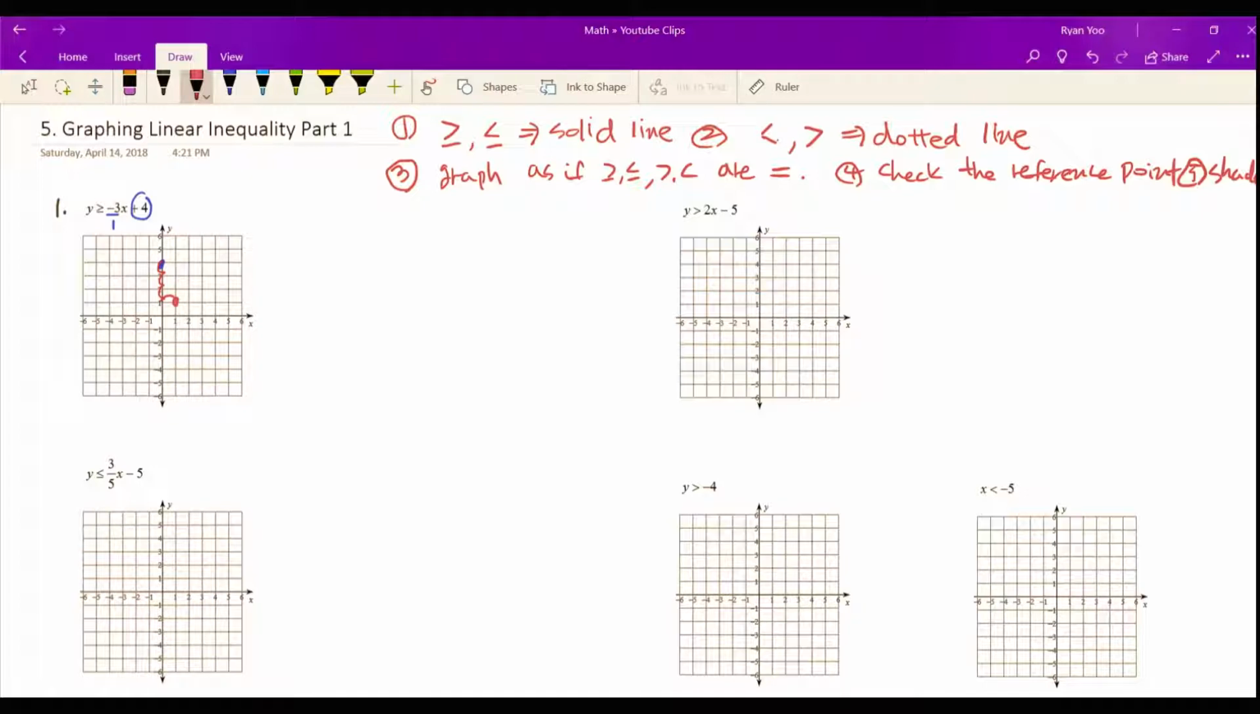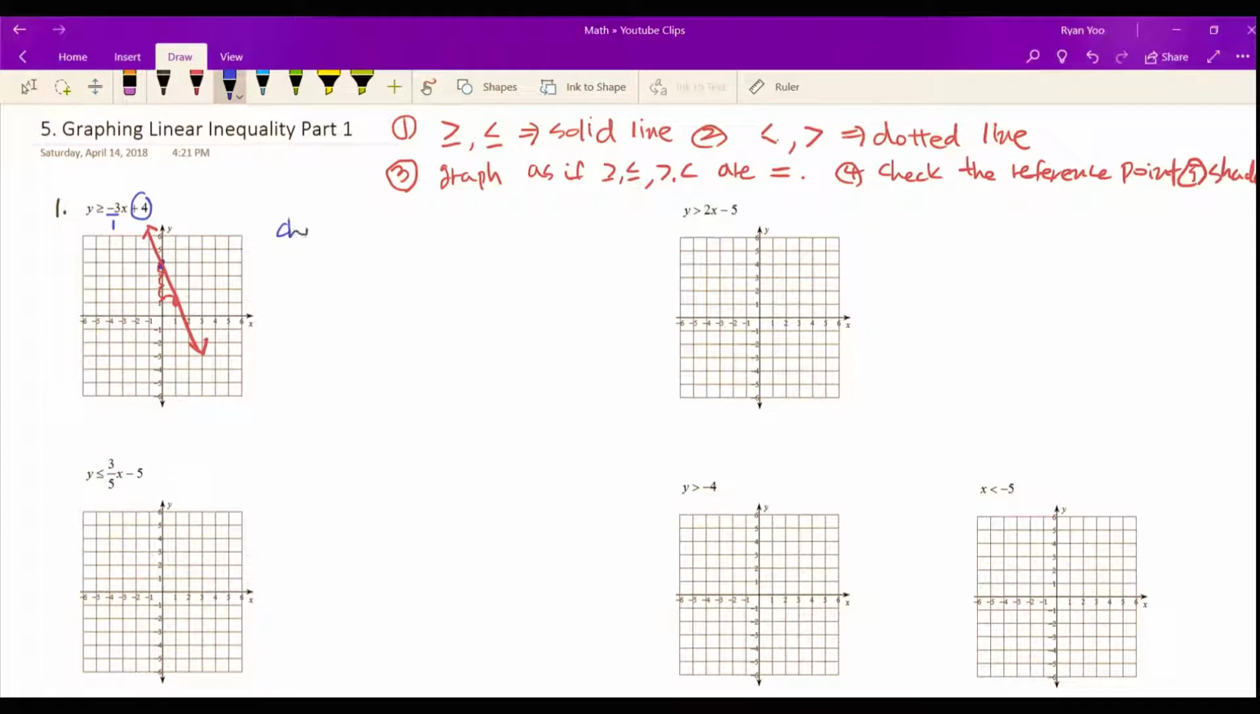So if I connect these two dots, I'm going to have a linear function. By the way, is it going to be a solid line or dotted line? It's going to be a solid line because it's a greater than or equal to. So I'm going to draw the line. So this is a solid line. You're not done. We graphed the linear function as if this inequality is an equal sign. Therefore, the one more thing that we need to do for this one is check the point.